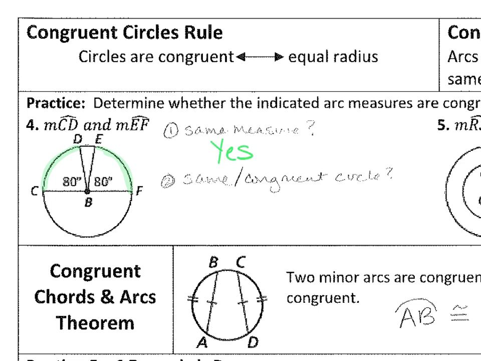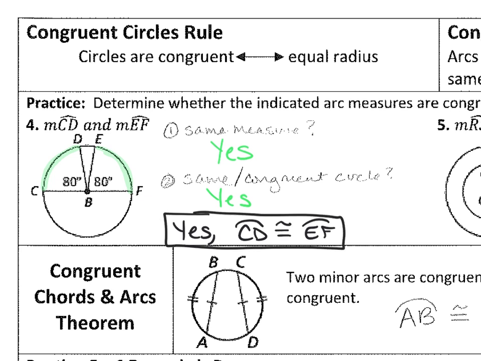Yes. I need two yeses. I need a yes for this first question. I need a yes for the second question for us to say that they're congruent. Are these arcs a part of the same circle? Yeah, they're literally on the same circle, right? Don't overthink it. This is a yes, yes, which means we can write the statement that yes, arc CD, sorry, I wrote the wrong letter, arc CD is congruent to arc EF. That's what we were trying to prove. Now you have to have a yes for both the same measure and the same circle. If you have a yes, no, no. If it's a no, no, no. If it's no, yes, no.